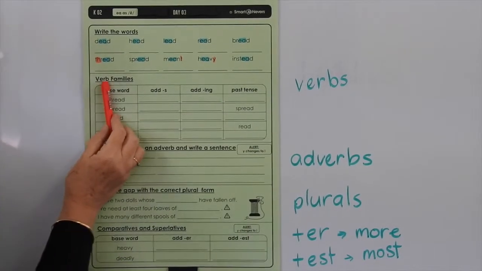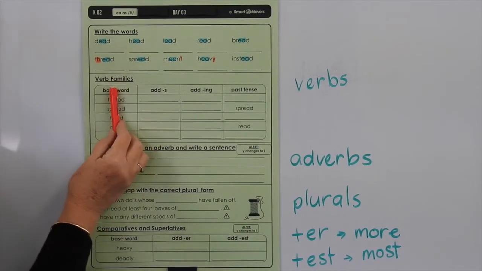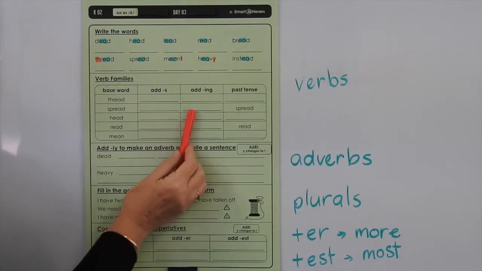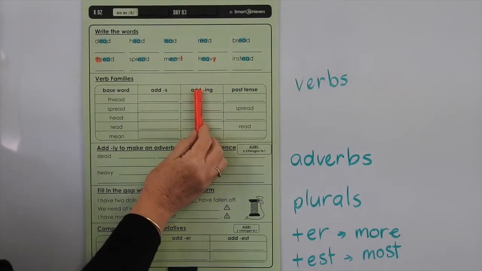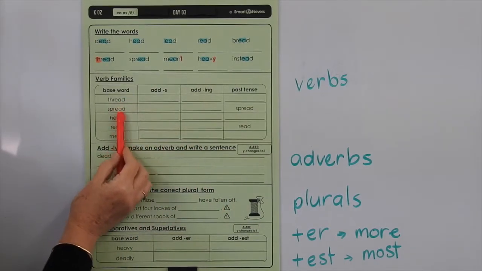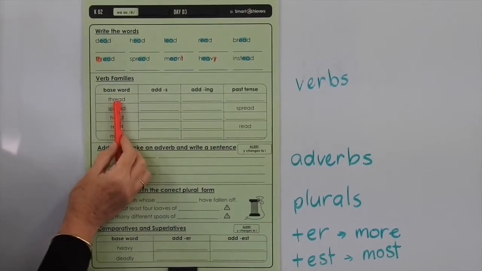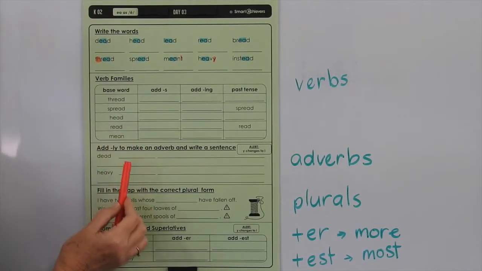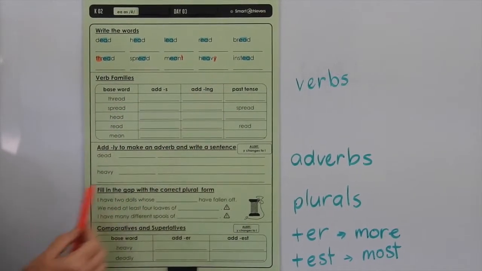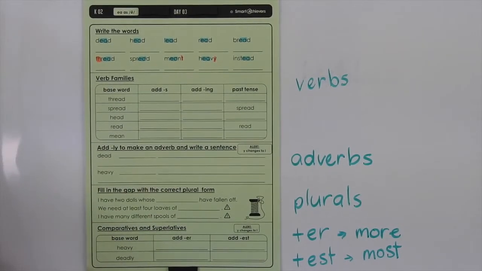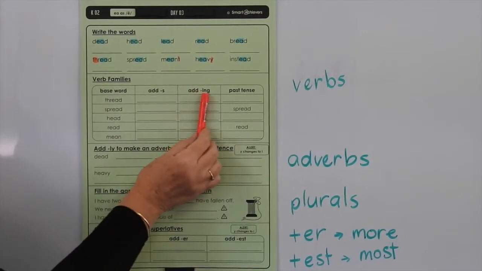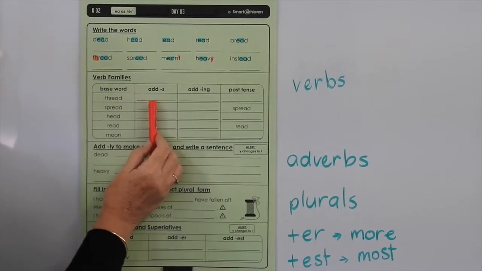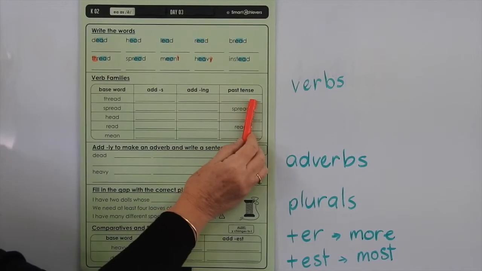Okay, when we go down here, we've got verb families, so we've got the base words written for you. You're adding the S here. Now, on adding the ing, you're not going to double the last letter in any of these words because we've got a 2-letter vowel before that final consonant. So we're not doubling any of those, the last letters before we add the ing. Now, past tense, you've got thread, threads, threading, threaded.